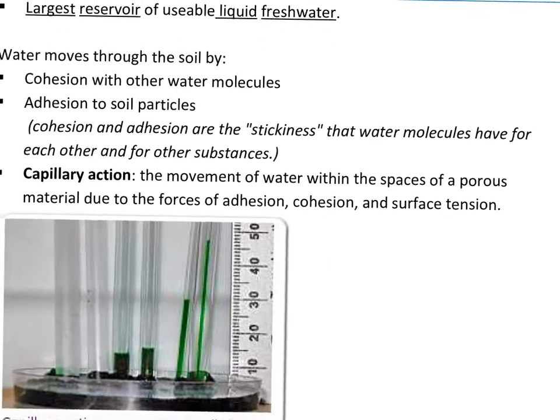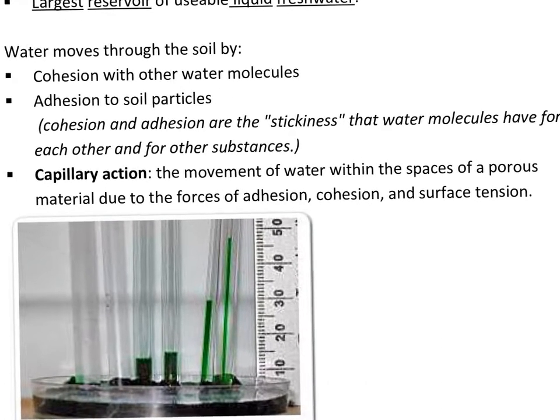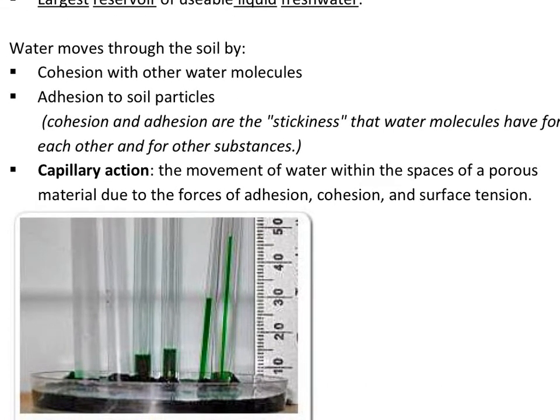So capillary action, I'm just going to try and center this nicely for you guys. Capillary action is the movement of water within the spaces of a porous material due to the forces of adhesion, cohesion, and surface tension. If you recall in the previous chapter on freshwater, we talked about water is a polar molecule, so it has a positive side, it has a negative side, and therefore it makes this attraction. That's what allows for cohesion to happen.